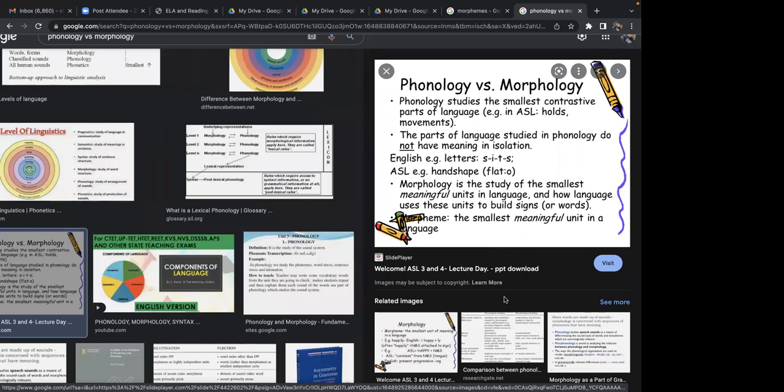The speech sounds. The parts of language studied in phonology do not have meaning in isolation. It's very important. That's the main difference between phonology and morphology. Phonology is just the sounds and the rules of the way that the sounds might work. Morphology is the study of the smallest meaningful units in language and how language uses these units to build signs or words.